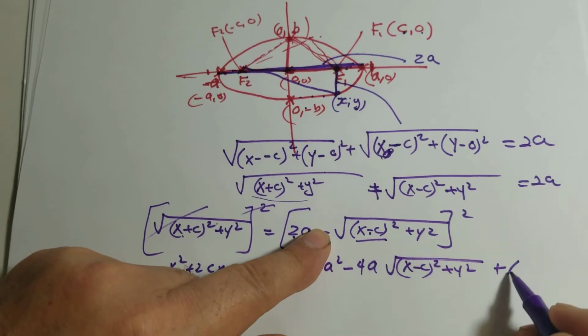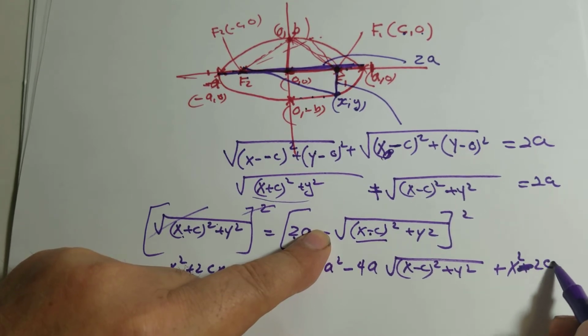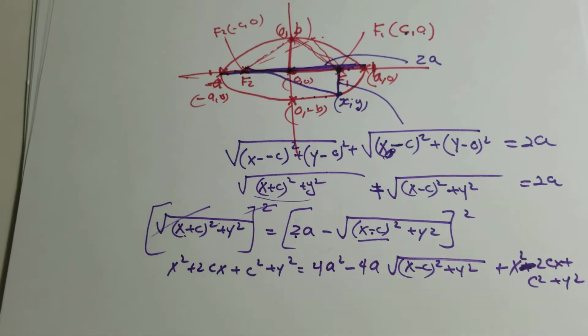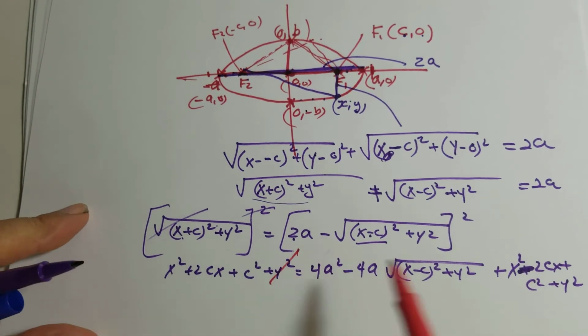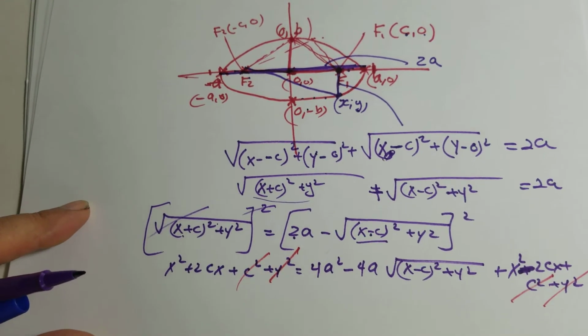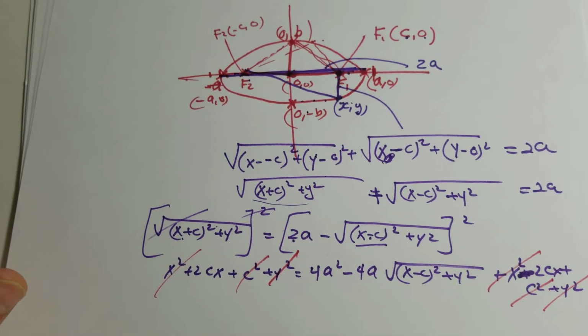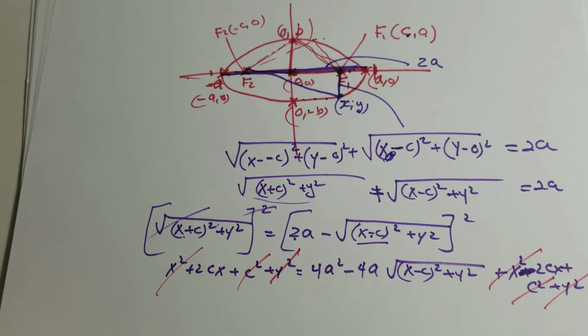The last one, the negative squared becomes positive, and when I square the radical, it goes away. But what is inside here? x squared minus 2cx plus c squared plus y squared. Do you see what happened to the y and a y? What happened to the c and a c? What happened to x and an x? Then everything doesn't have a radical.